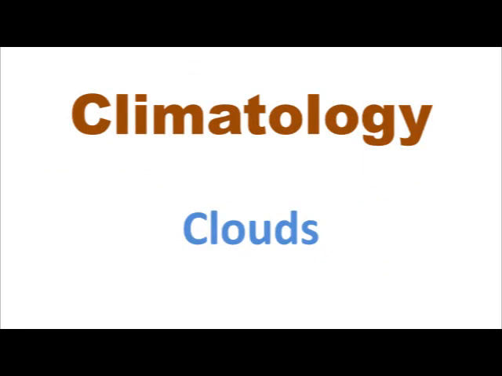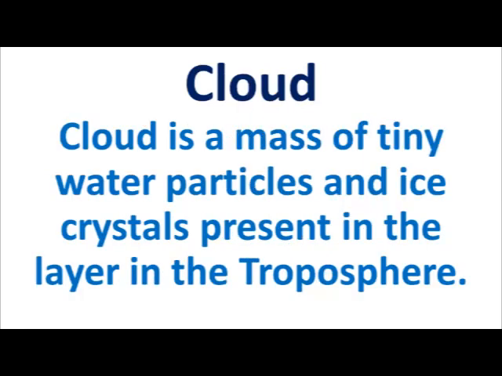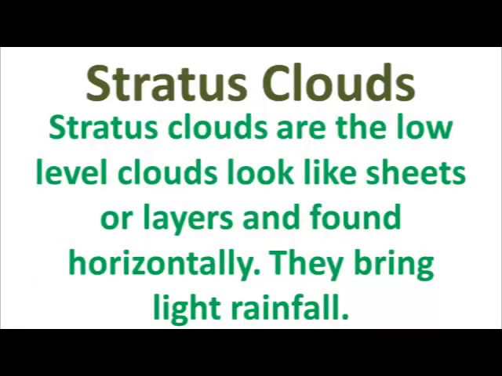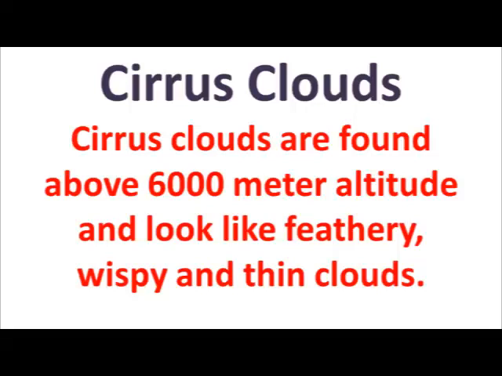Now, let's see the terms in clouds. Clouds. Cloud is a mass of tiny water particles and ice crystals present in the layer in the troposphere. Stratus clouds. Stratus clouds are the low-level clouds that look like sheets or layers and are found horizontally. They bring light rainfall.